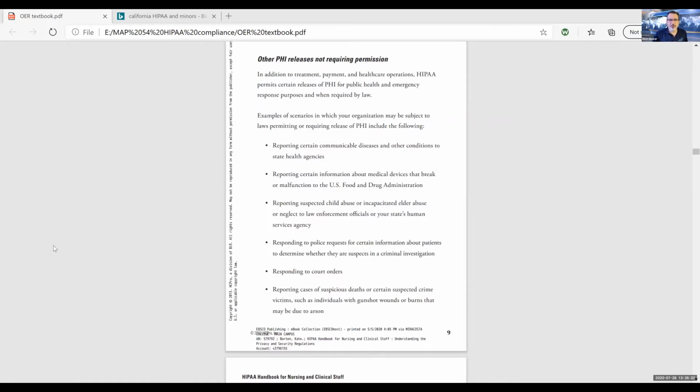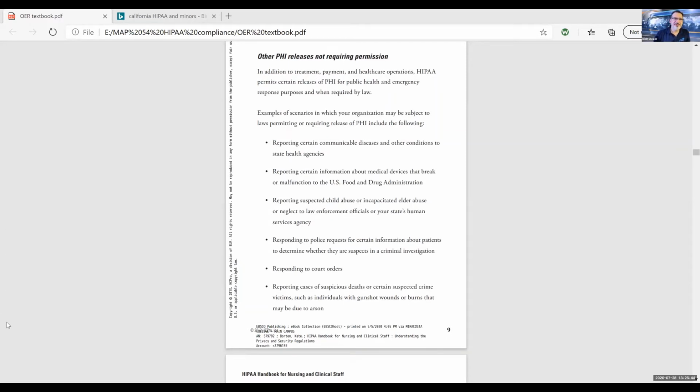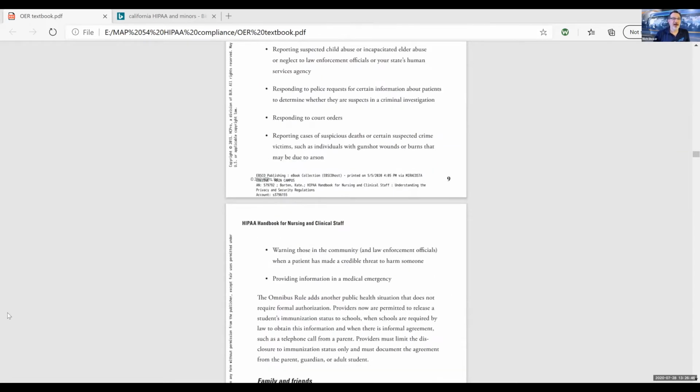Responding to court orders, things like subpoenas. We unfortunately don't get to say no. When we get subpoenaed and have to provide records to a court of law, we have to do that. Reporting suspicious deaths, that's a good one. Again, if there's something that has the potential to require law enforcement involvement, we have to report those things.